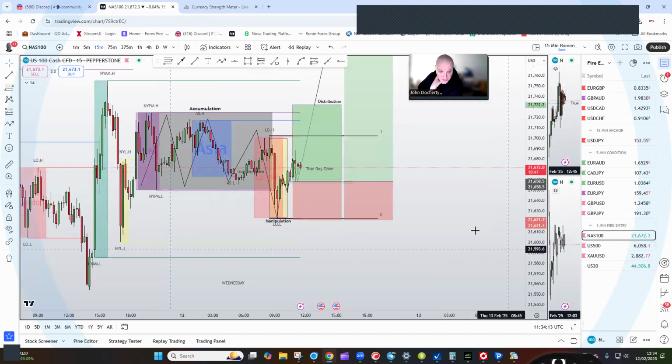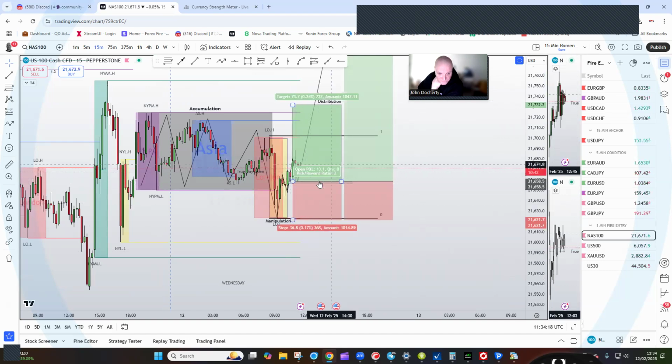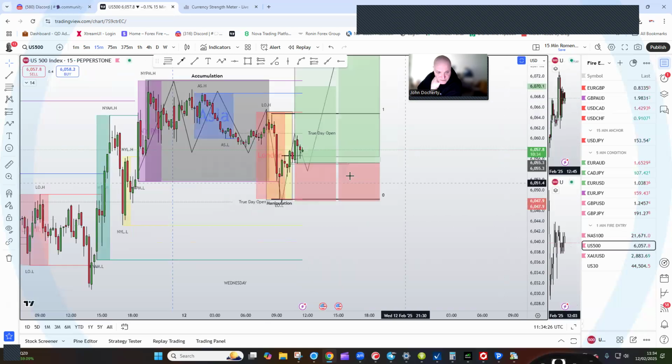That NAS 100, we got a tap entry into the model here on the FVG. So a tap entry on it. It's looking good. US 500, same on this, tap entry on the FVG. It's in profit.